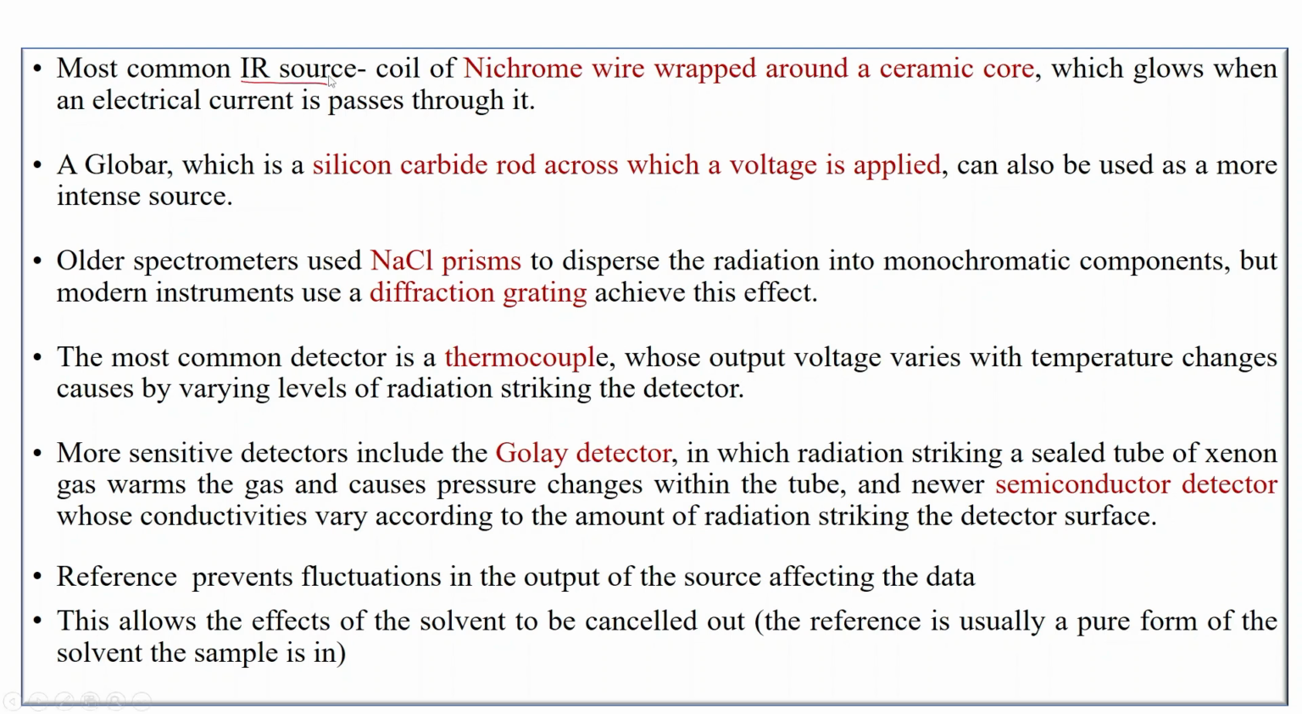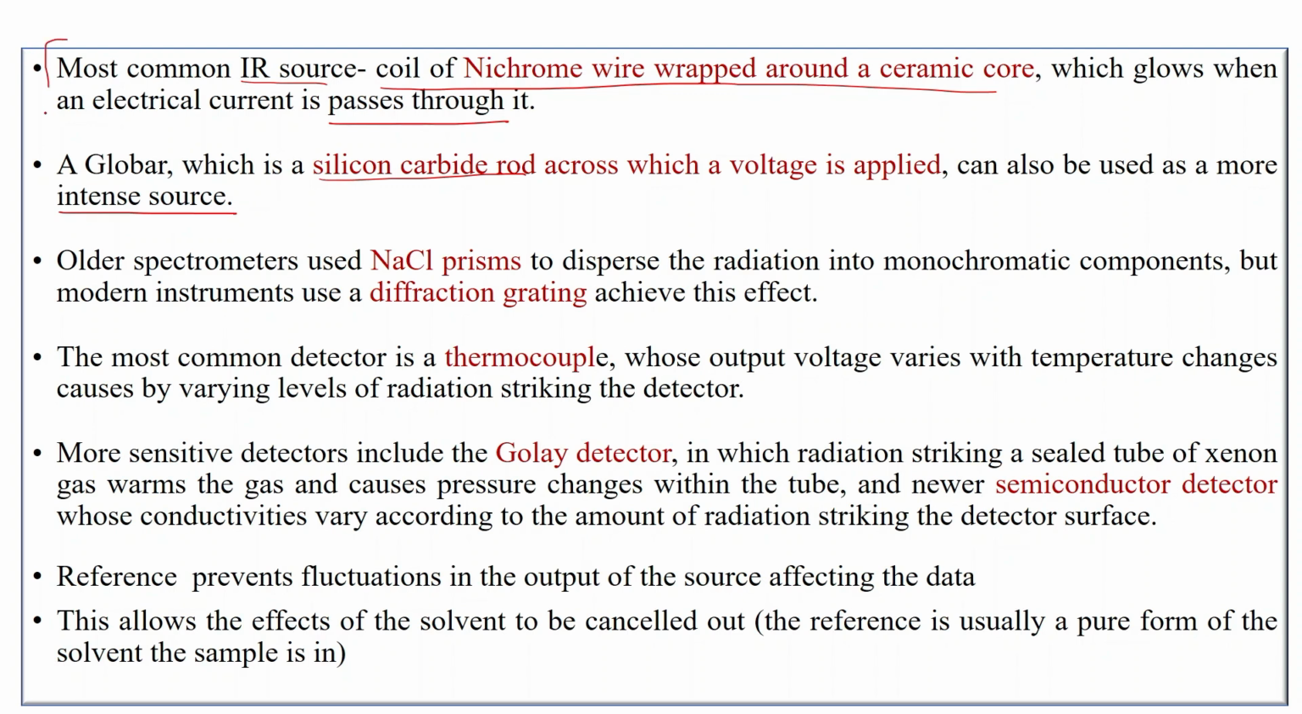Now, if we look at the dispersive instrument, what are the most common IR sources? If somebody asks you what types of infrared sources there are, one is a coil of nichrome wire wrapped around a ceramic core, which glows when electric current passes through it, so IR radiation will be produced. Similarly, a Globar is a silicon carbide rod across which a voltage is applied, which also produces intense IR radiation.